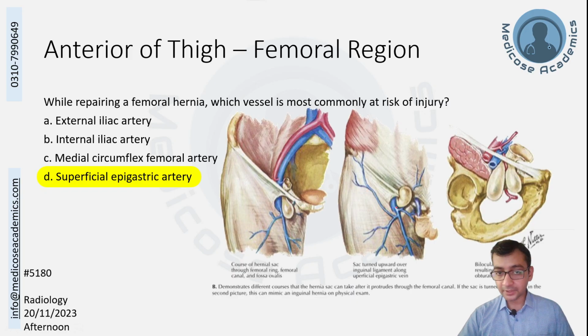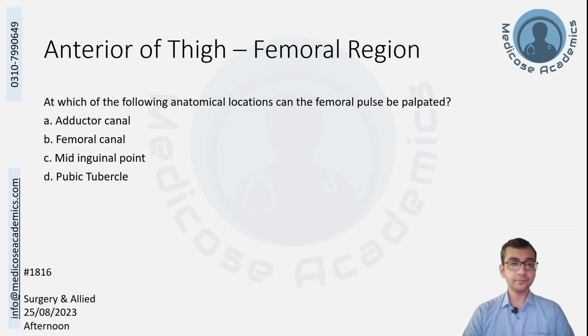As it is moving up the thigh, here is the superficial epigastric vein, and in a similar pathway is the superficial epigastric artery. They are present just beneath, in the superficial fascia where the hernial sac is present. So while mobilizing the hernial sac, if you are not careful, you can injure the vessels beneath it. That is the superficial epigastric artery, at the beginning of the surgery.